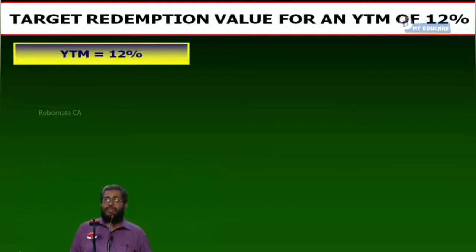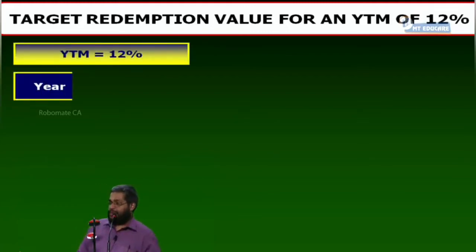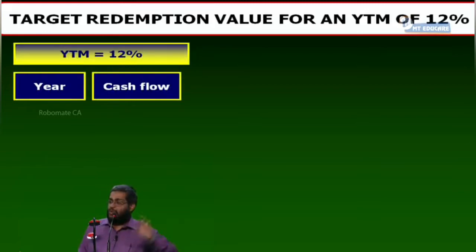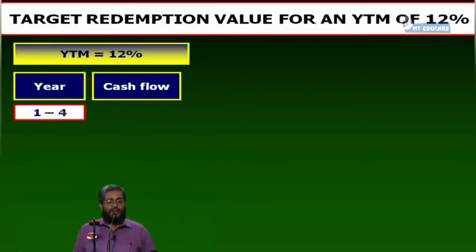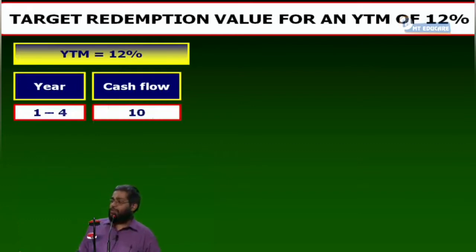See, I want a YTM of 12%. Year-wise cash flow: you buy the convertible bond, and for the next 4 years you'll be getting the coupon or not? How much coupon are you going to get? It is going to be 100 face value into 10%. I get 10 rupees coupon.